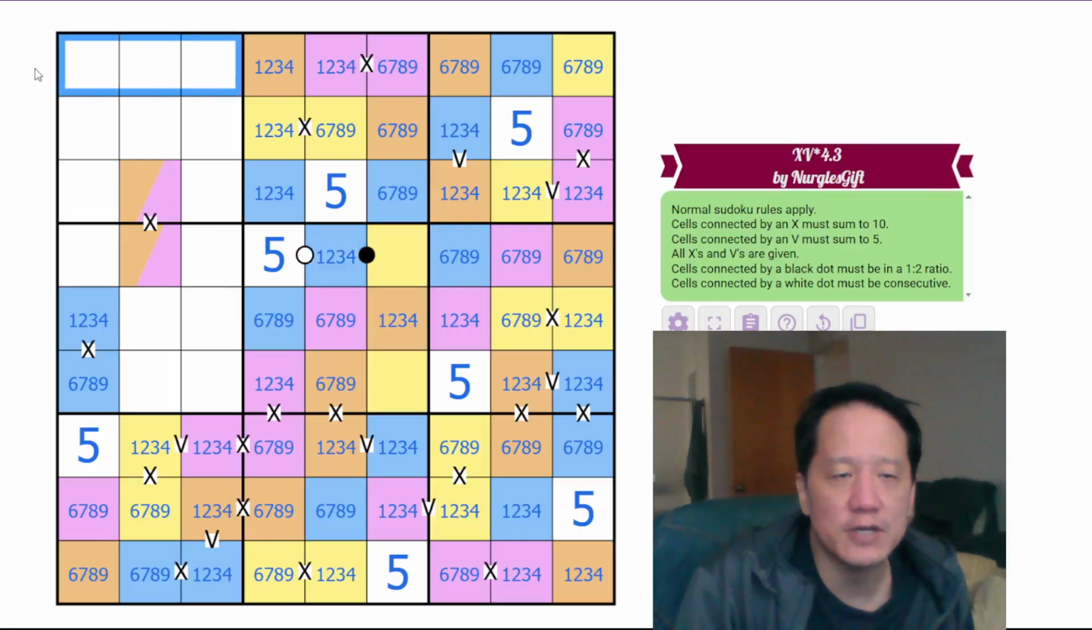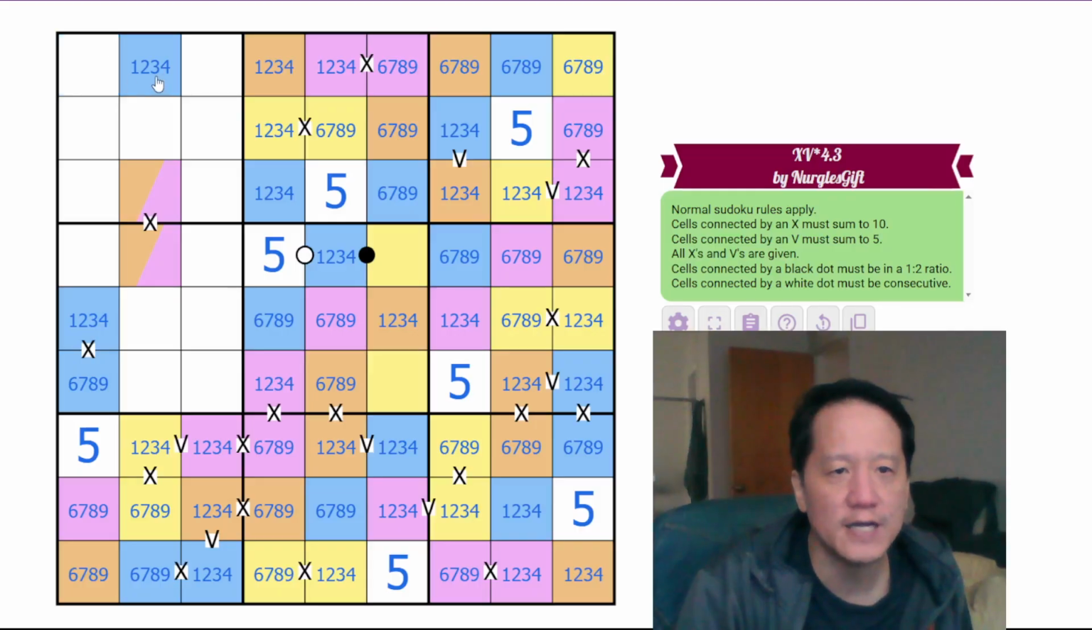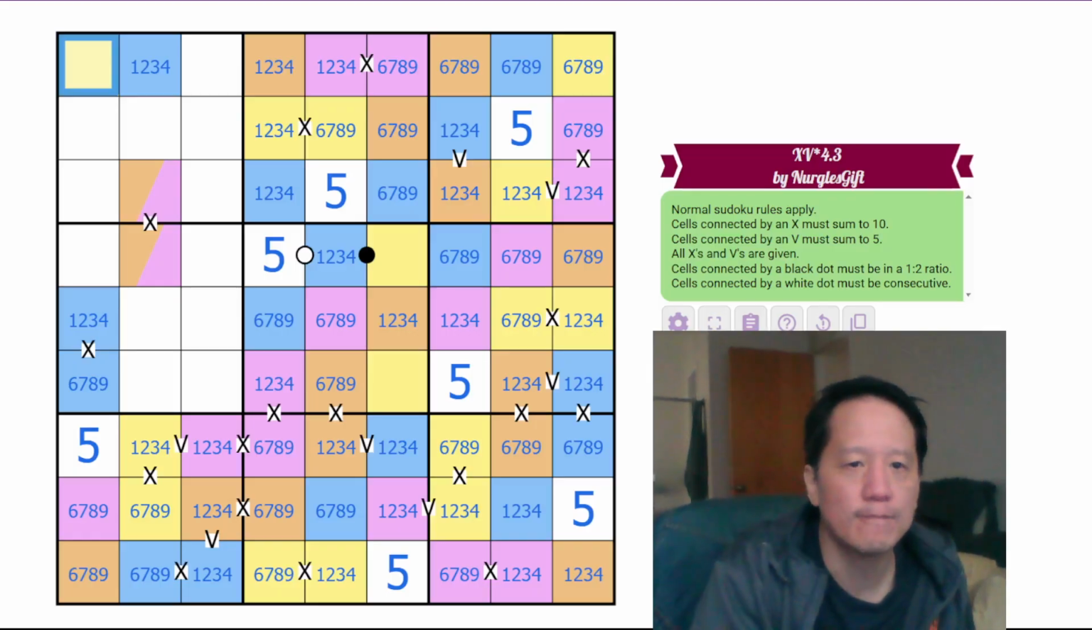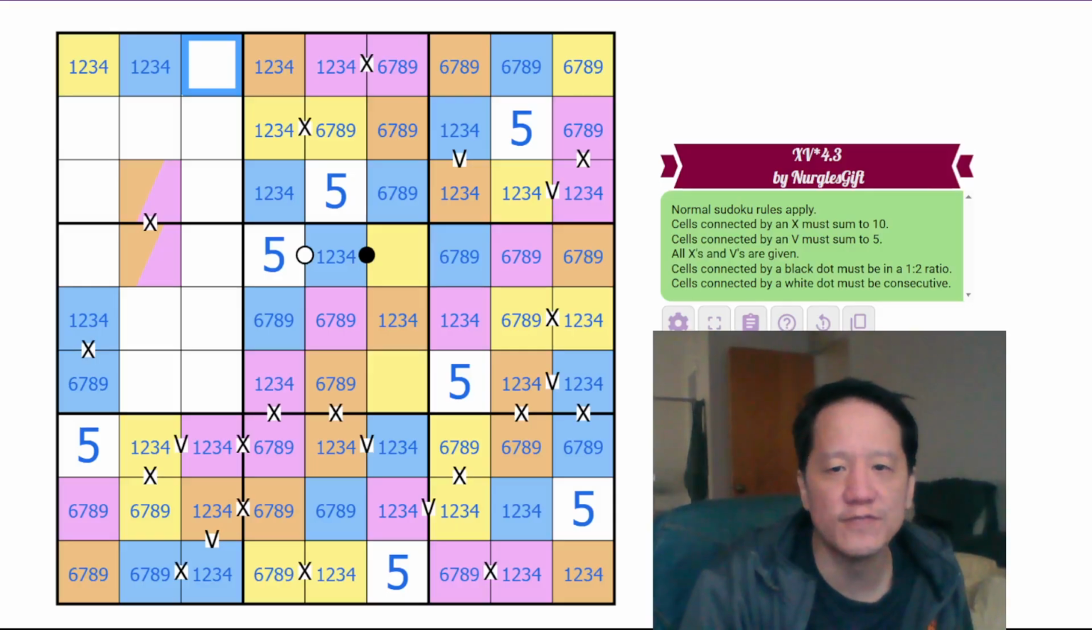So, what are we missing in row 1? We are missing low blue and low yellow. Low blue cannot be either of these because of low blue in the column, so this must be low blue here. We're also missing 5. And so 5 cannot be here, therefore it's low yellow, which makes this a 5.